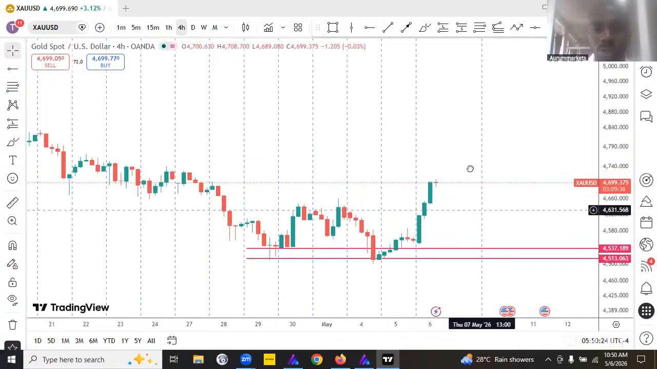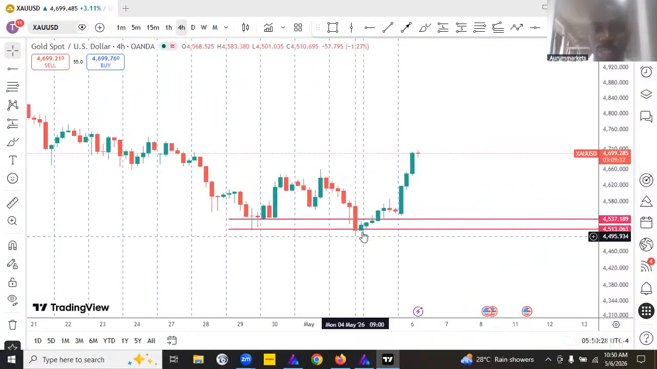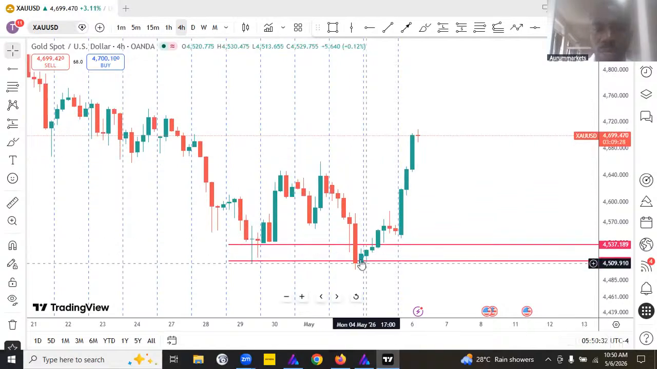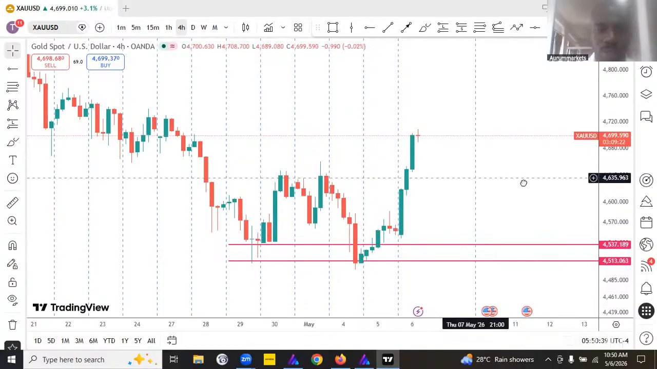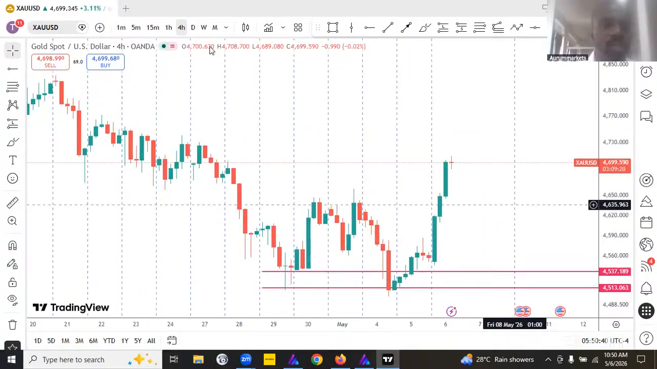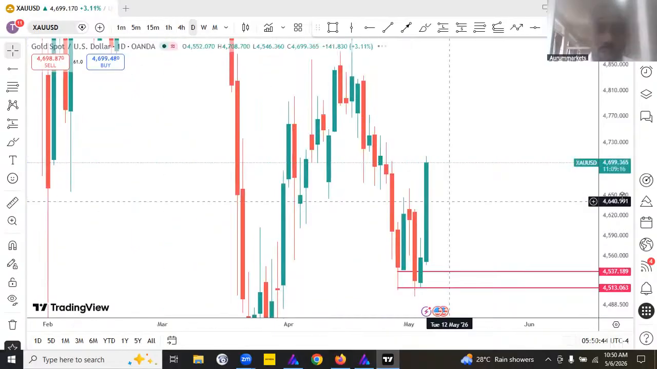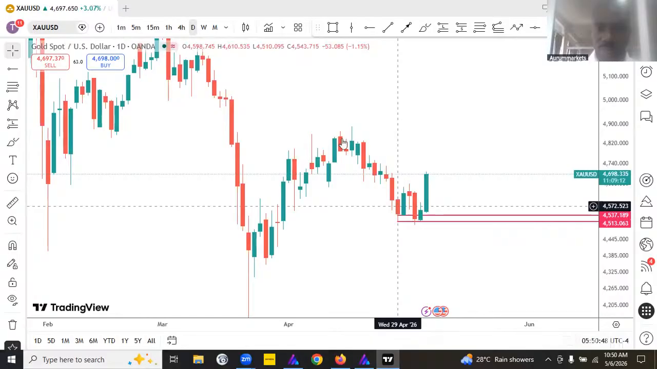Gold has been bullish for the past 48 hours. You can see this would have been the right time to buy gold. You cannot buy from the current market price, okay? So I would rather look for a sell opportunity on gold than buy.